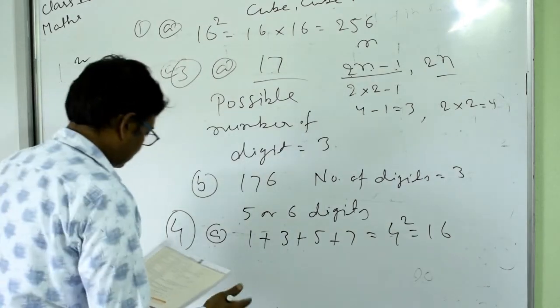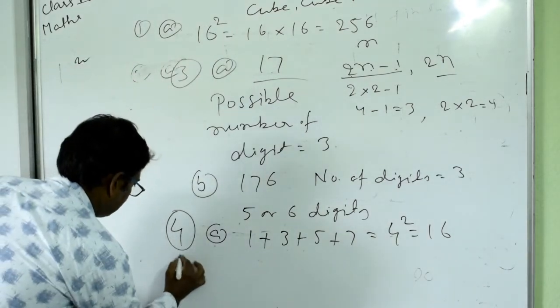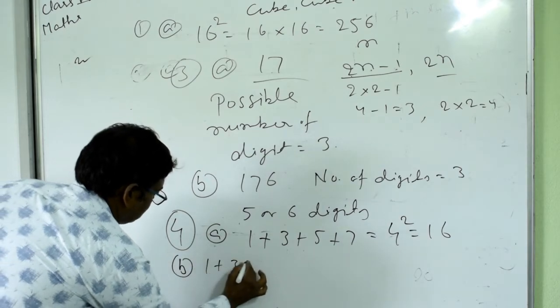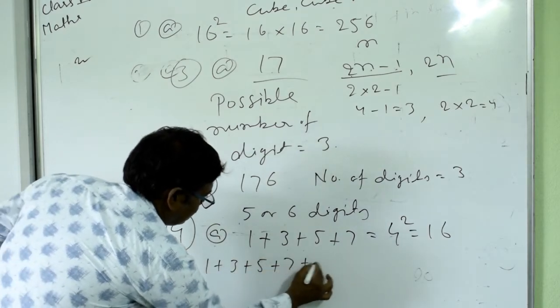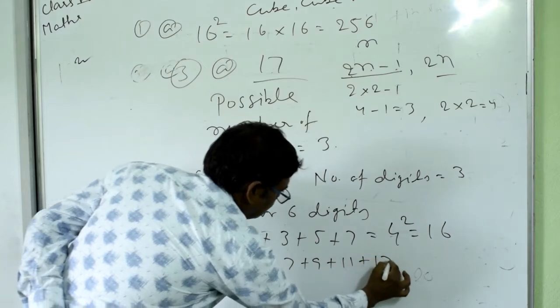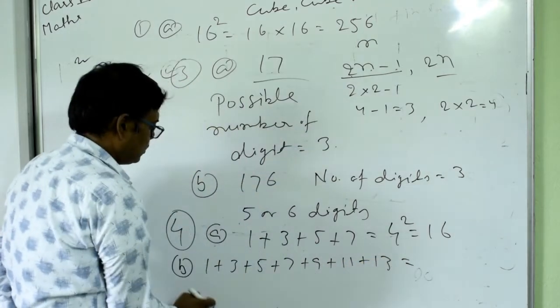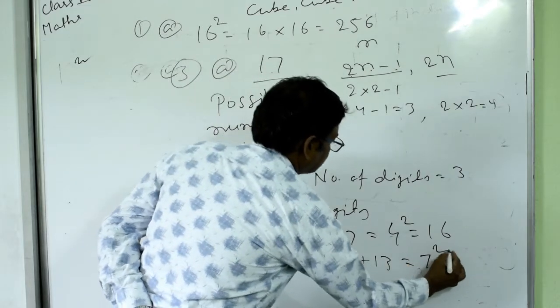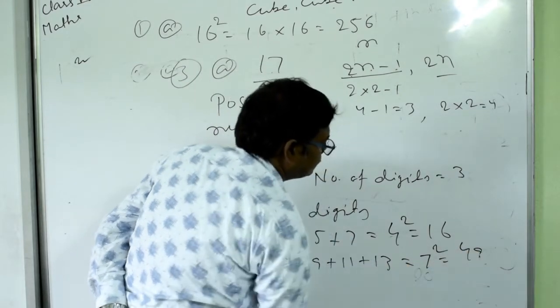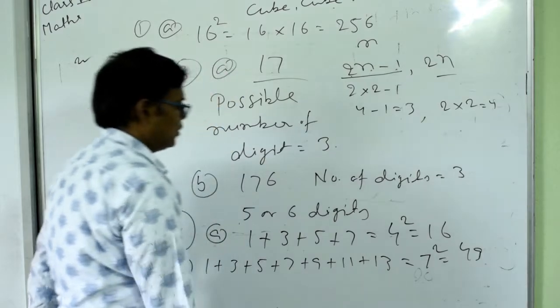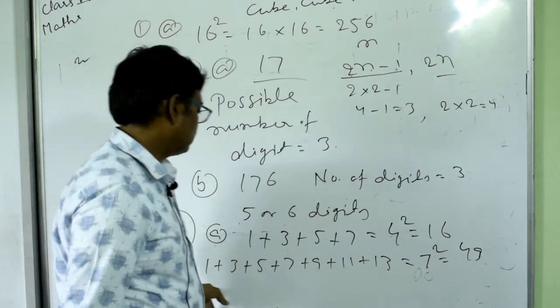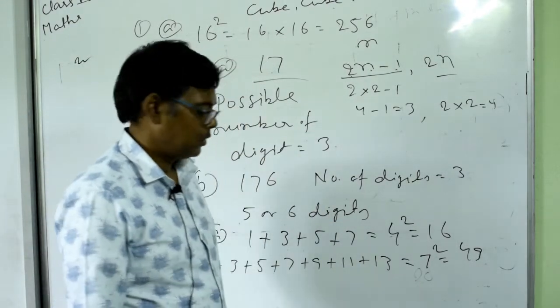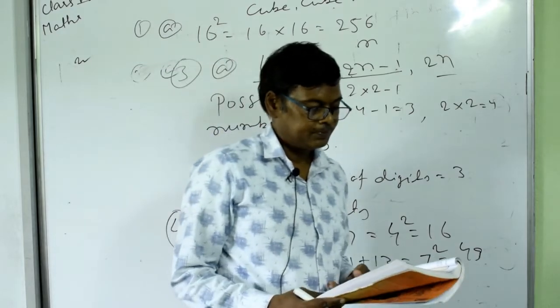In the next question, number B, you have 1 plus 3 plus 5 plus 7 plus 9 plus 11 plus 13. So how many numbers are there? 1, 2, 3, 4, 5, 6, 7. So it will be 7 square, that is 49. Here you can find the sum of these numbers using the property very easily and quickly.